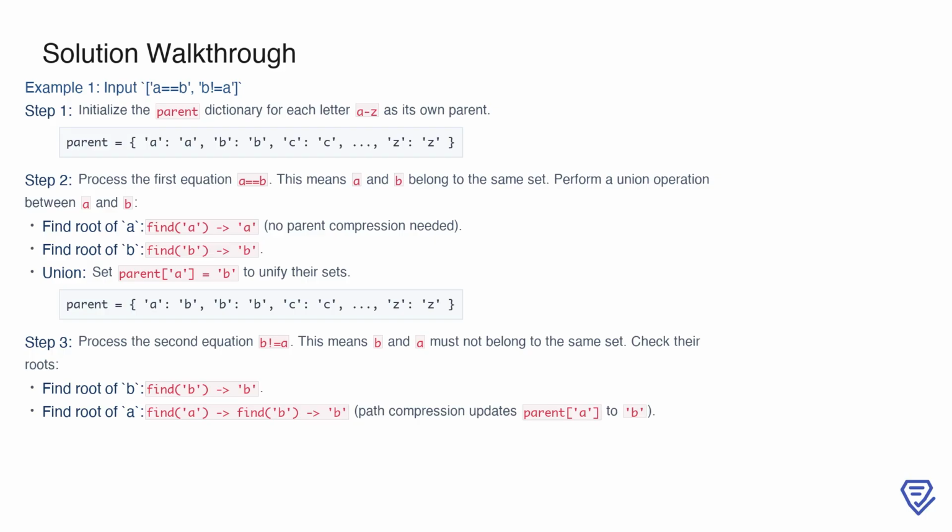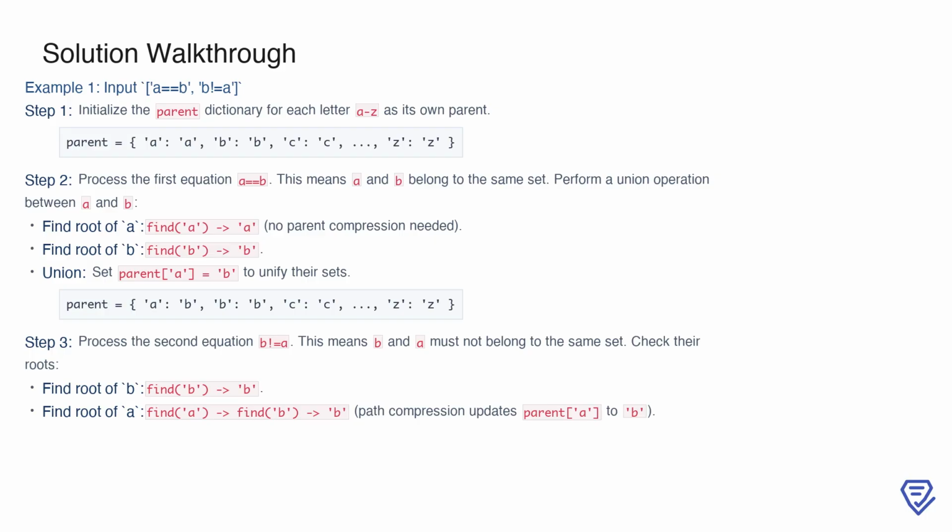To achieve this, we perform a union operation. We start by finding the root of A, which is simply A itself, and the root of B, which is B. Since their roots are different, we unify their sets by setting the parent of A to B. Now, the parent dictionary reflects that A and B are in the same set.